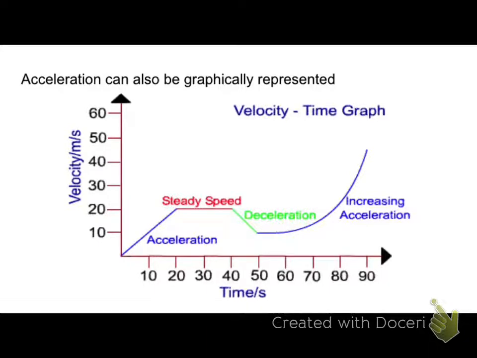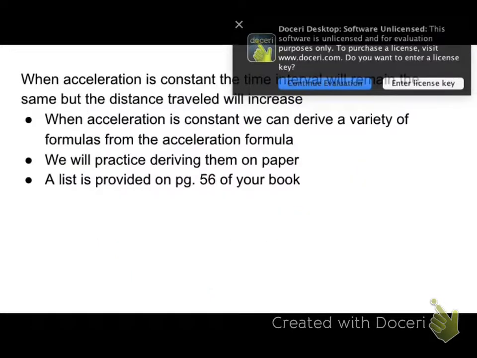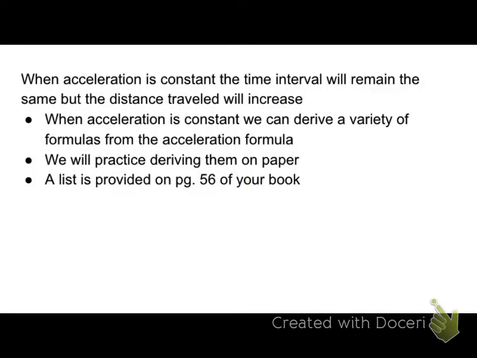Okay? And then you have a deceleration, which is that downward sloping line, and then an increase in acceleration is a sloping curved line. So that would be not that the velocity is increasing there, but that the acceleration is increasing there. So the rate at which it is speeding up is also speeding up. Could you have a decreasing acceleration? You should be able to, in which case the line would curve the other direction. When acceleration is constant, the time interval will remain the same, but the distance that the object travels will increase.